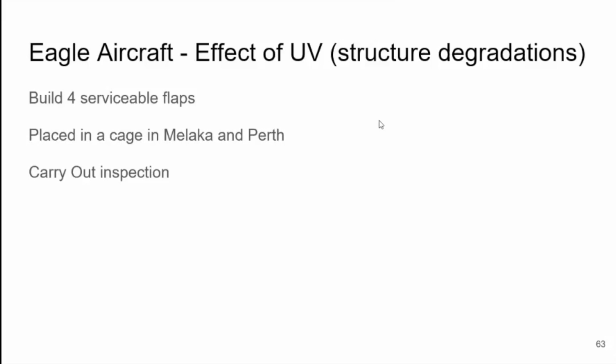So what we did, we have a UV test program. We built 4 serviceable flaps. We put 2 in Malacca and 2 in Perth, and every year we do the inspection, if we see any form of deterioration of structure. At the end of 2 years, we test this flap, and we would like to determine whether there is any degradation in the strength. I think the test has not been completed because the Eagle program ended sooner.